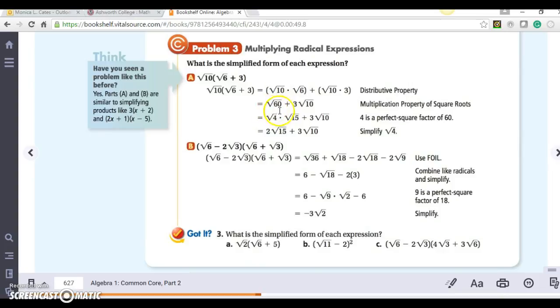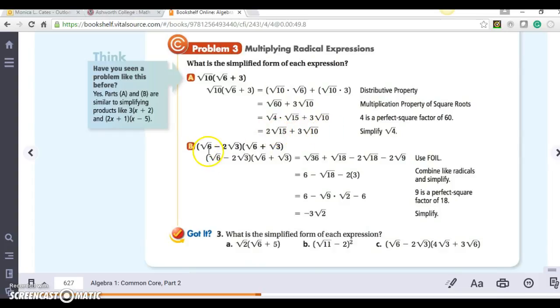So I need to simplify this square root of 60, which is the square root of 4 times 15, plus 3 root 10. Square root of 4 is 2, so I get 2 root 15 plus 3 root 10. I can't simplify this anymore, so this is as simplest as it gets.